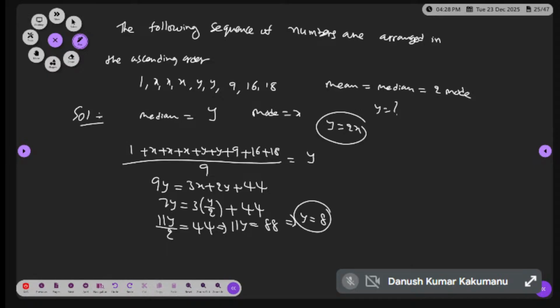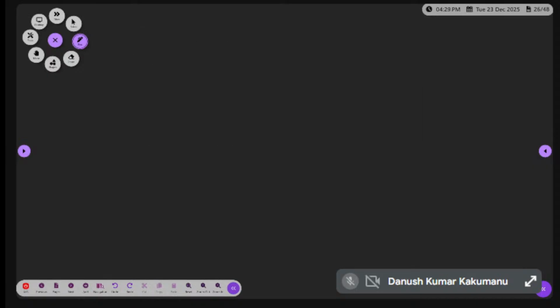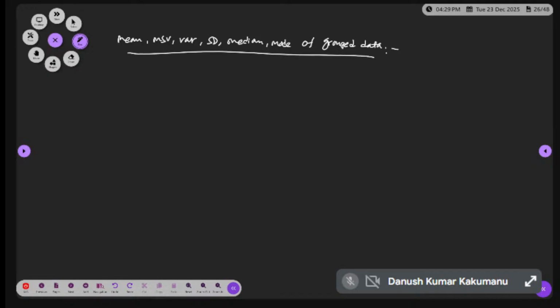Coming to next, one more concept, the last one. Which one have we discussed now? Mean squared value, variance, ungrouped. Now it is grouped data: mean squared value, variance, standard deviation, median, mode of grouped data. For the grouped data, what is the mean?